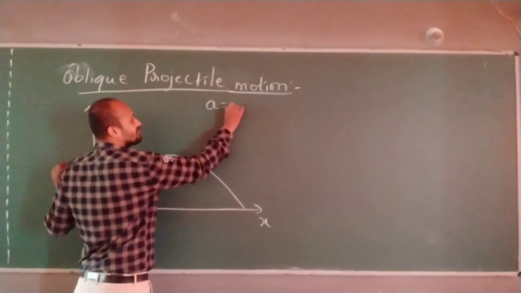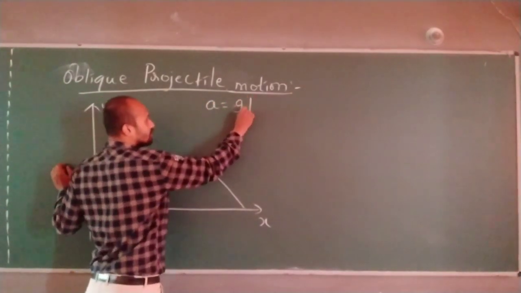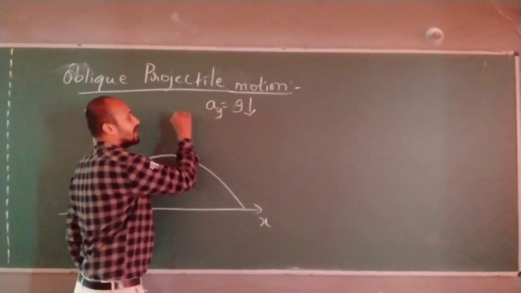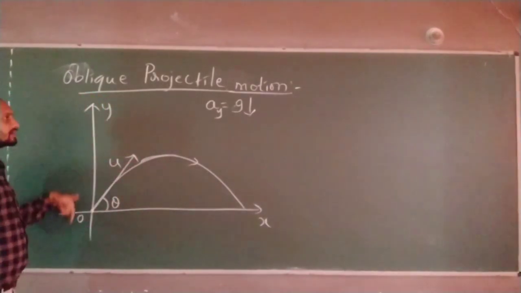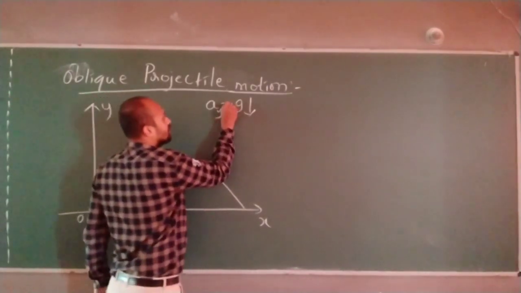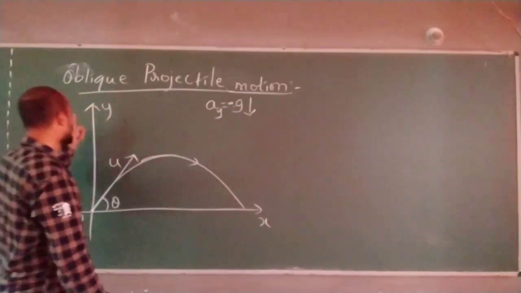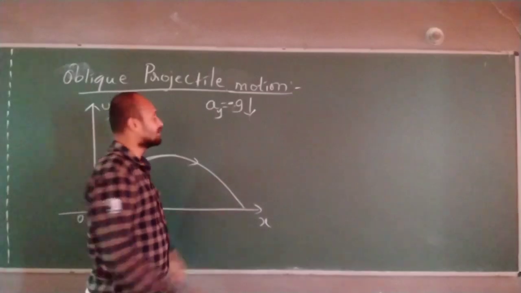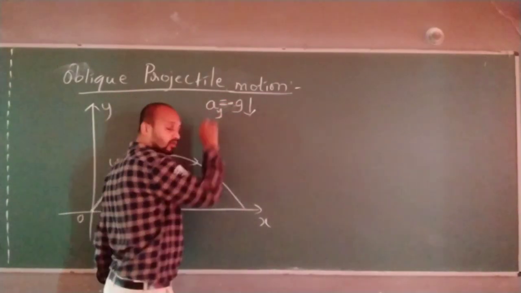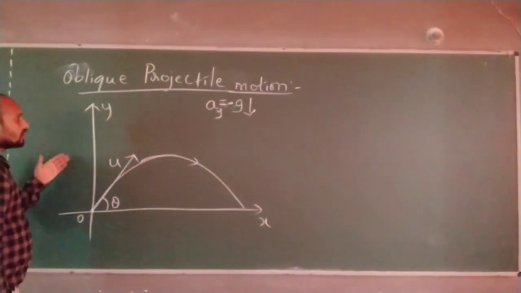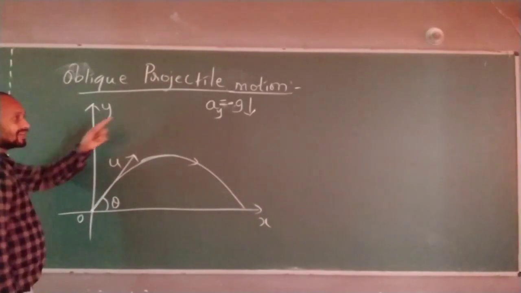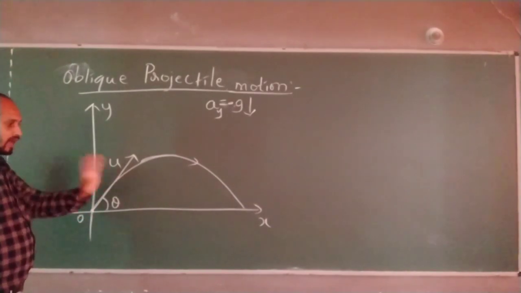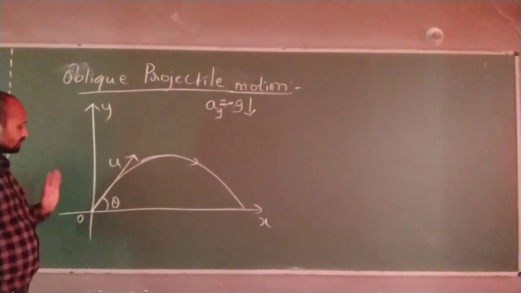Why? Because there is an acceleration acting downward. This acceleration will be ay. Because acceleration is acting downward, let us take minus g. If I take upward as positive, ay will be negative. So we are going to take it as negative, that is minus g. And acceleration is acting along the y-axis only. That is the only thing which is happening. Right now we have studied all the terms.